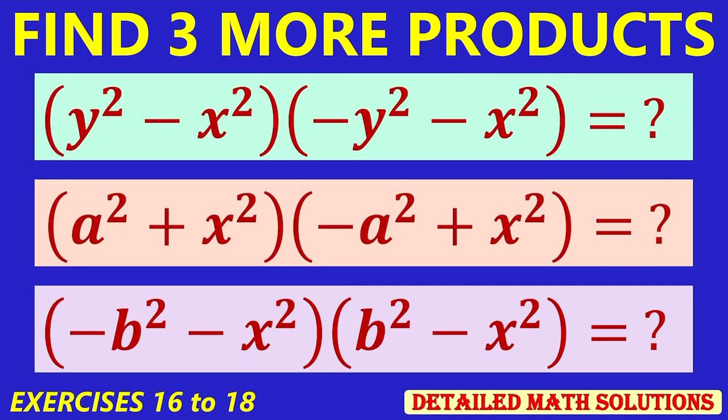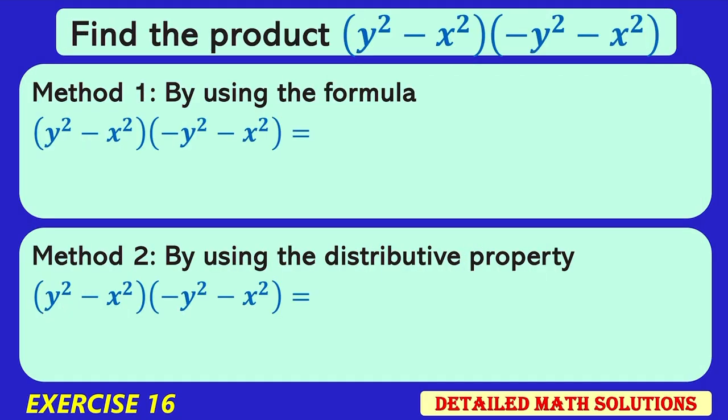Next, I'm going to use the same two methods to find the products displayed on the screen. Find the product y squared minus x squared in parentheses multiplied by minus y squared minus x squared in parentheses. Now, in order for me to use the formula, I need to write both factors in a little bit different way. I need to switch the places of the two terms for the first factor, and I need to switch the places of the two terms within the second factor.